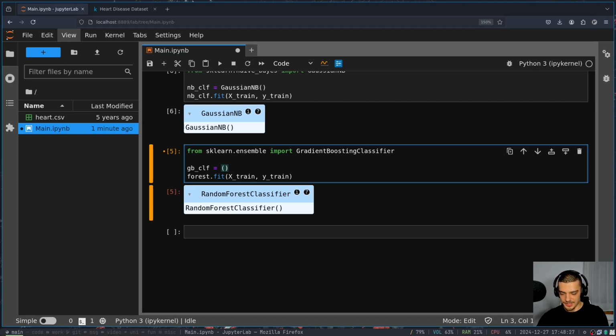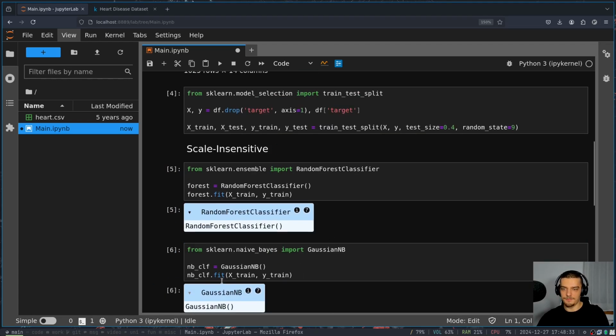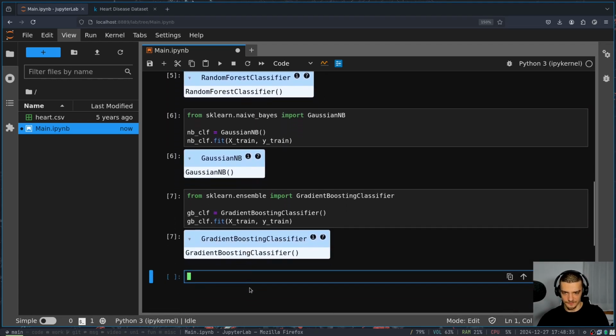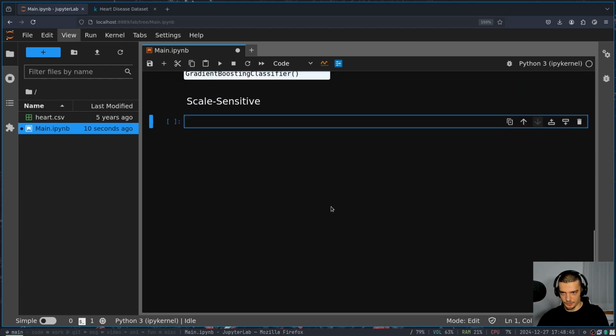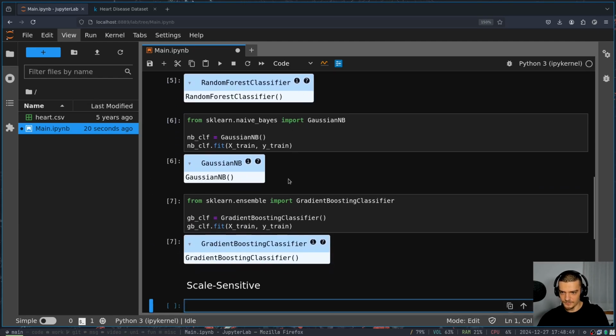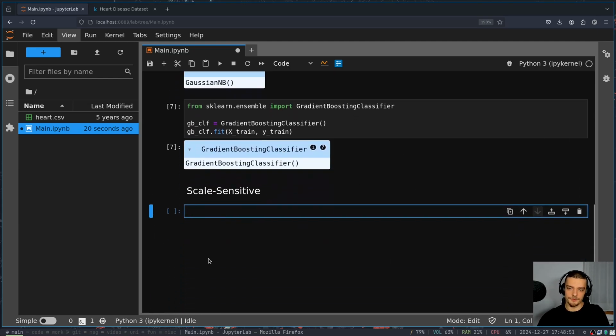So we're going to say gradient boosting classifier. We're going to say GBCLF. We're going to train. And now we have 3 models trained on the data. We're going to evaluate them in a second, but let's also add 3 more that are scale sensitive. So I'm going to say scale sensitive models, and we're going to train a simple k-nearest neighbors classifier. But for this, of course, we need to first scale the data.